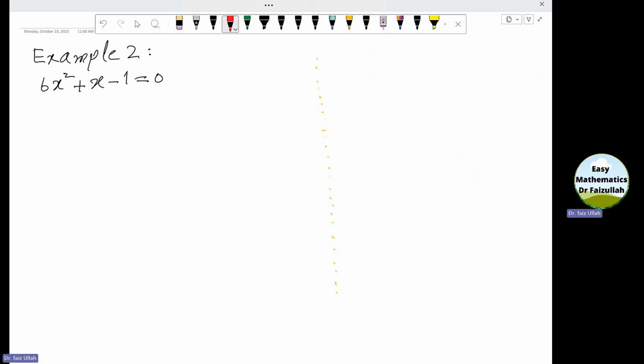Let us solve this quadratic equation by factorization. The procedure is same. Multiply first term with the last term and write it on one side. That is 6x square. Then write the middle term here, which is 1x. Now find two factors such that when we multiply those factors, we get minus 6x square. And if we add or subtract, we get 1x.